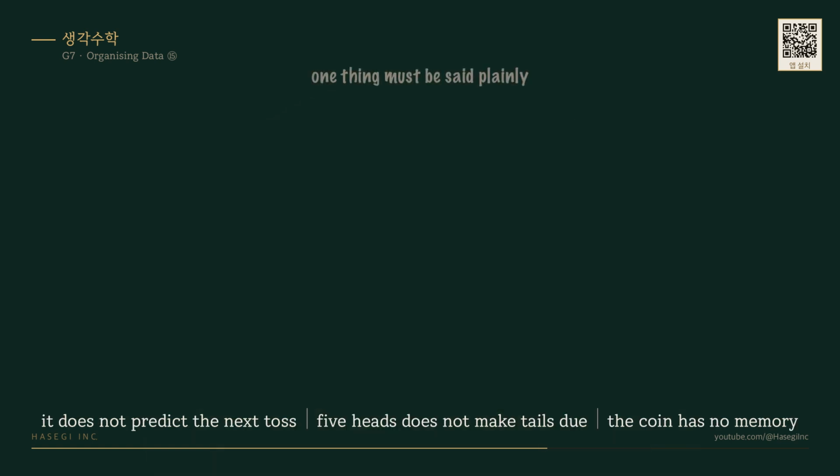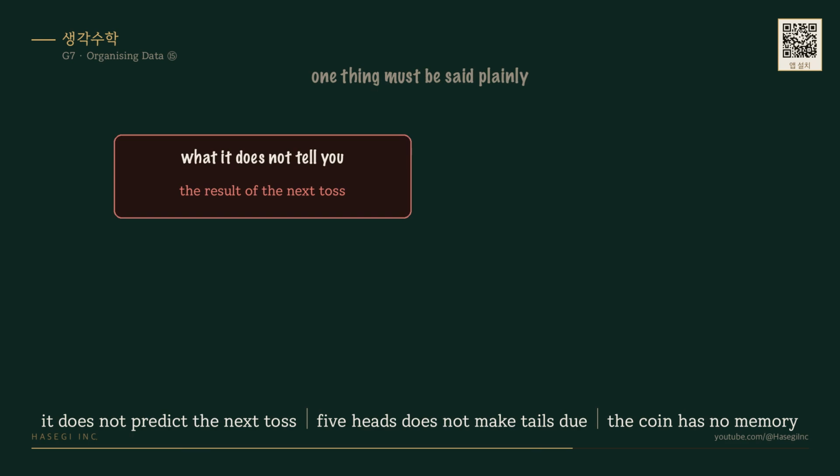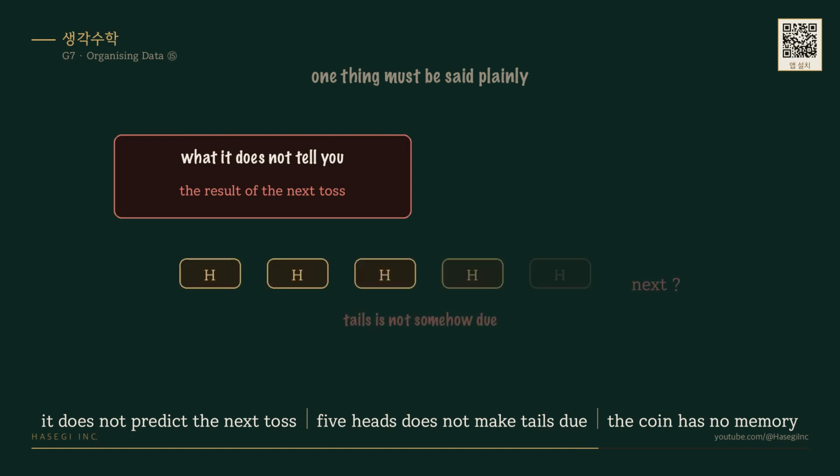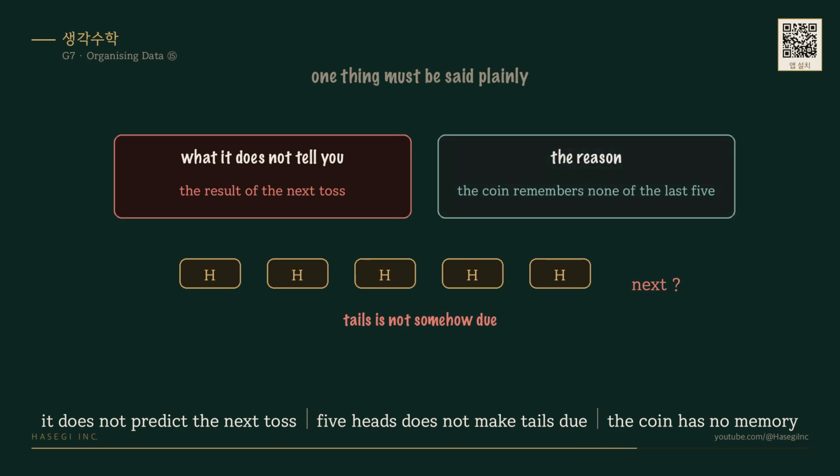One thing must be said plainly. This value does not predict the next toss. 5 heads in a row does not mean tails is due. A coin has no memory of the last 5. What calms down is the overall proportion, not the next single toss.